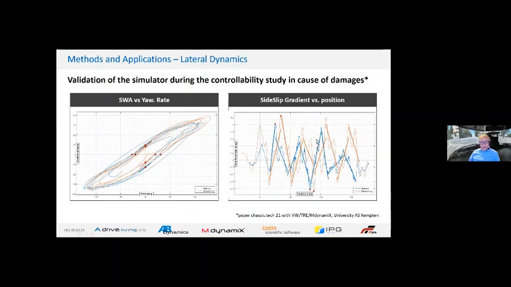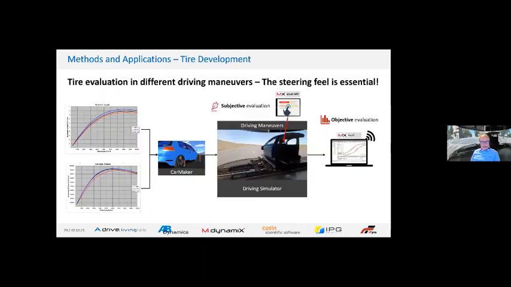Also from gradients, side slip gradients, or also from the behavior from weave test behavior, steering angle to yaw rate, we see this is quite similar. And I think the difference is not bigger than the repeatability difference between the tests.